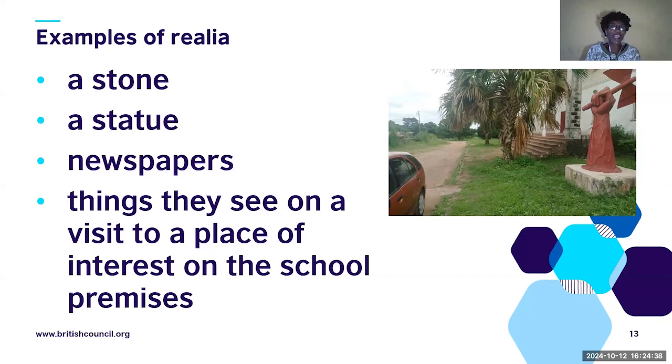Now you can see some examples of realia on the screen. Now, stone is everywhere in the world. We can bring a stone into the class and ask our students, what can it be used for? We can ask them to write about that. A statue. Now, the picture on the screen is a section of my school. That building is in my school, and you can see a statue in front of the building, an arm holding an axe. So we can ask our students to write something about this statue.